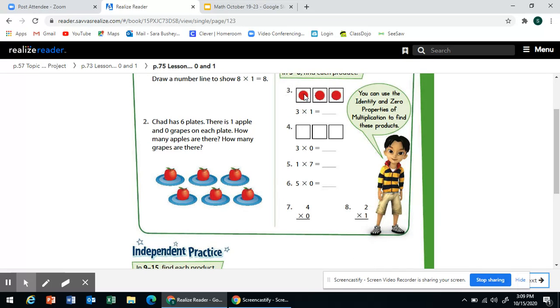We have here our 3 groups with 3 dots in each group. 3 times 1 is what? So there's your 3 groups. You have an item in each group. Count them up, 1, 2, 3. It should be 3 times 1. Easy peasy. Move on to question number 4.